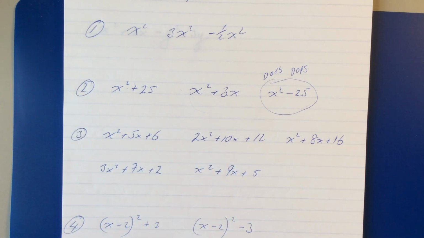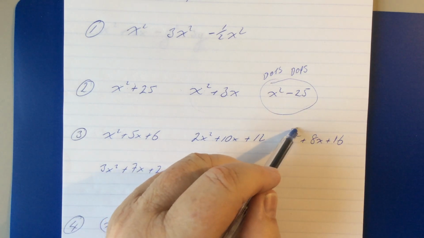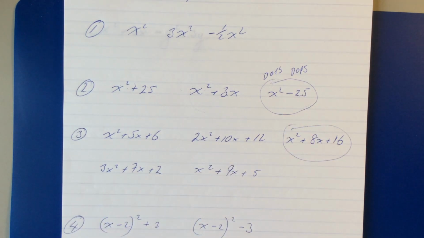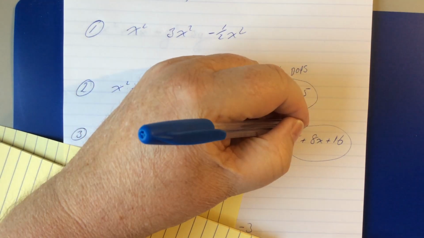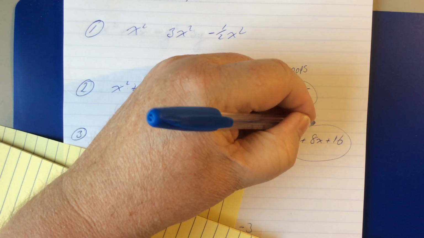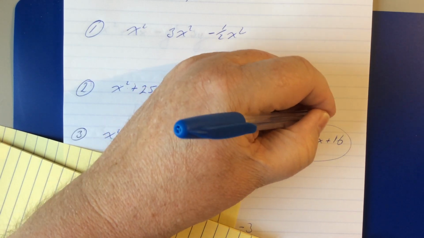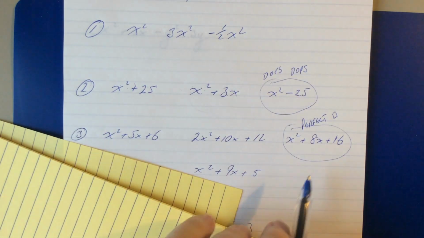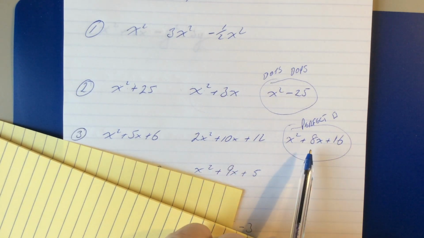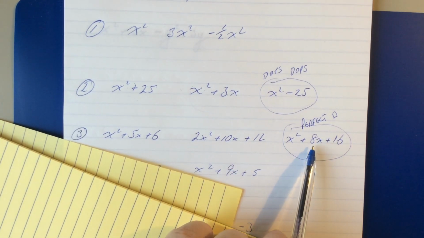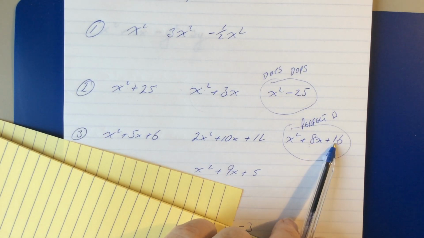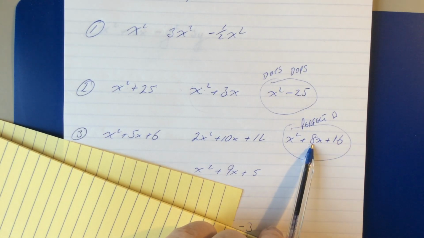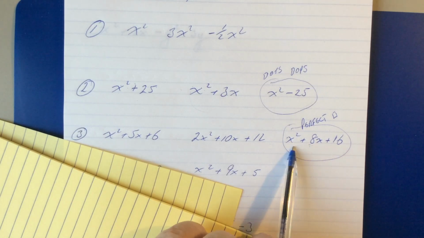And like last time, we're going to start over here, because hopefully something like this is recognizable. This is a perfect square. That's my shorthand for perfect square. How do we know it's a perfect square? Well, if we halve this number and square it, we get 16. So half of 8 is 4, times 4 is 16. That's the test.